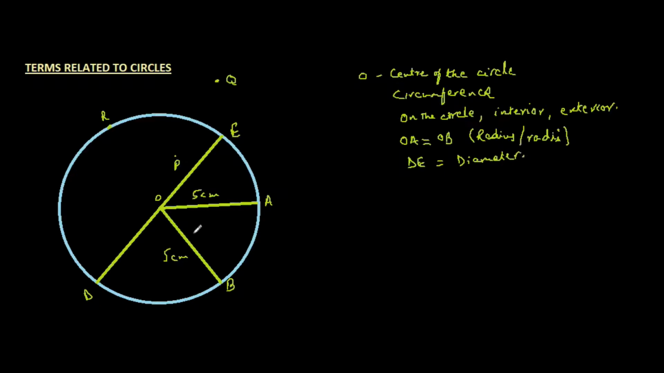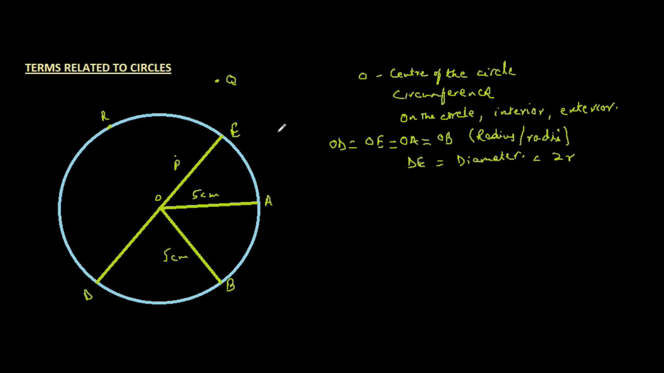And diameter, as you see, consists of two radii, because OE is also a radius and OD is also a radius. So I can write here OD is equal to OE is equal to OA is equal to OB, and DE is the diameter. And since it is OD plus OE, we can say that it is 2 times the radius. So if the radius is R, it is 2 times R.